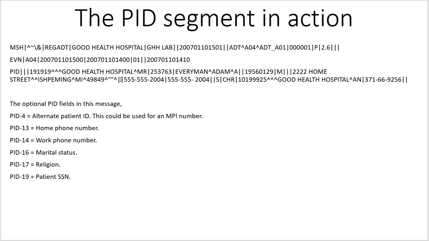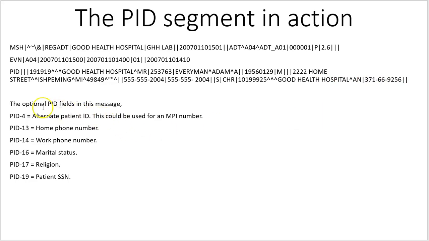PID 12, blank. PID 13, home phone number. PID 14, work phone number. PID 15 is blank. PID 16 is marital status. PID 17 is religion. PID 18, as we know, requires the account number. And PID 19 is the social security number.